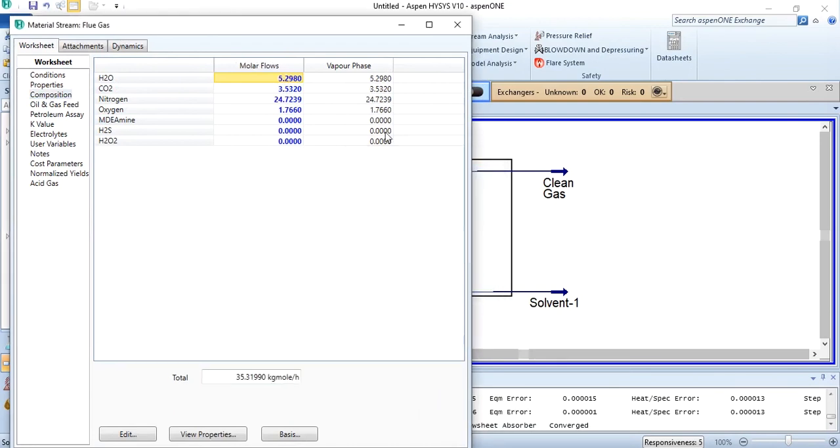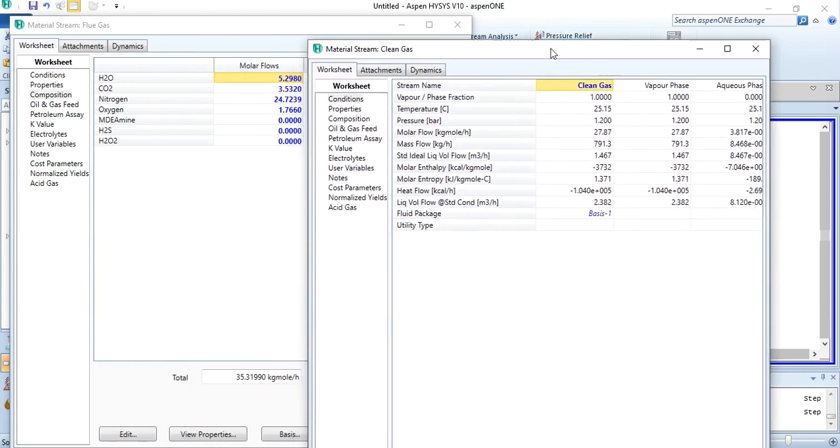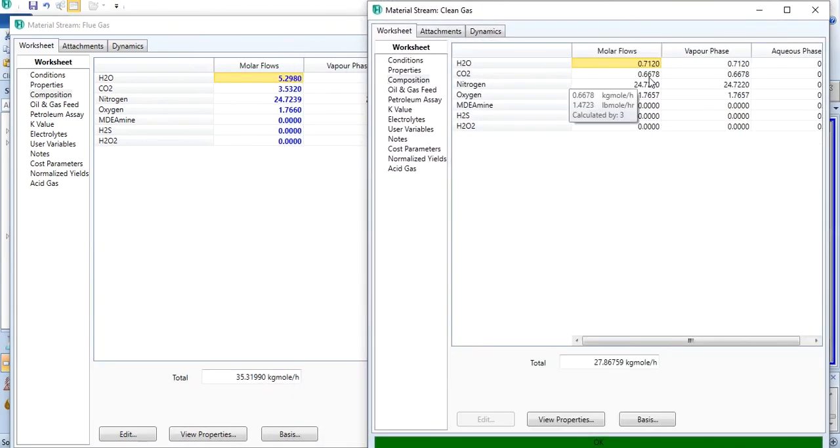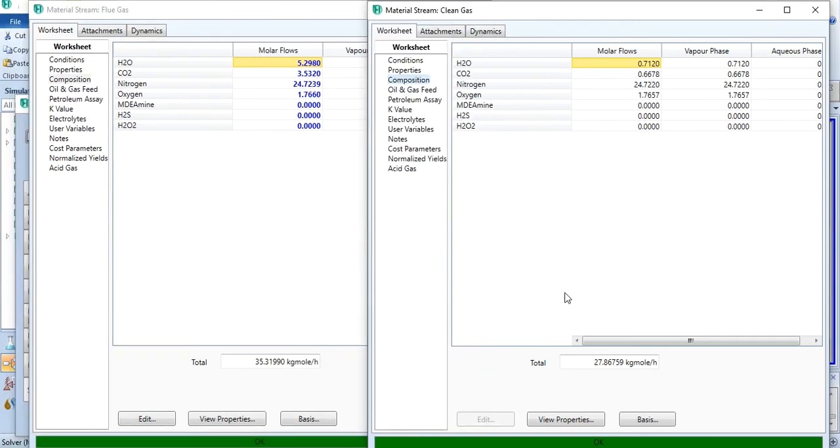So the mole flow of CO2 entering the absorber with flue gas is 3.532, and in clean gas the flow rate is 0.6678. It means if you divide 0.6678 by 3.532, it will give you an answer of 0.189 or 18.9%. It means that 18.9% of CO2 is still left in the flue gas at the exit of the absorber.